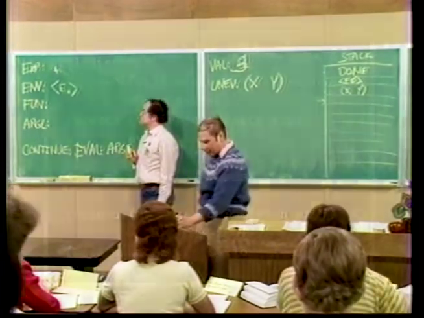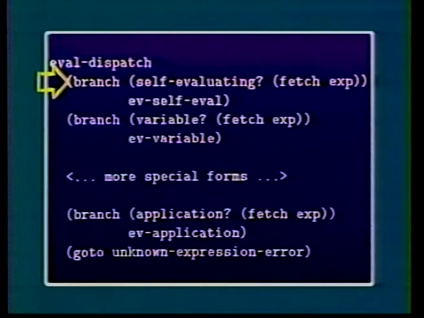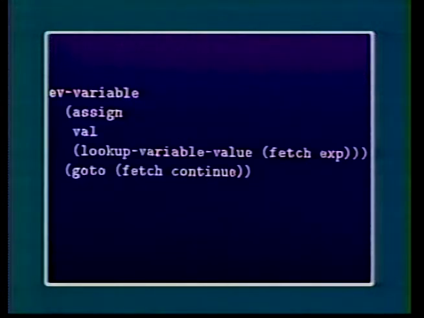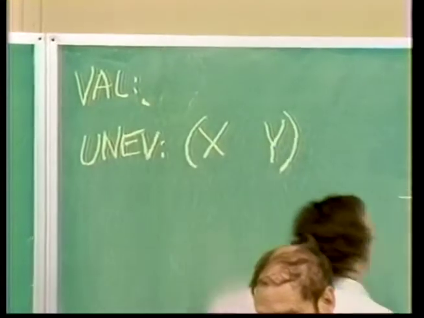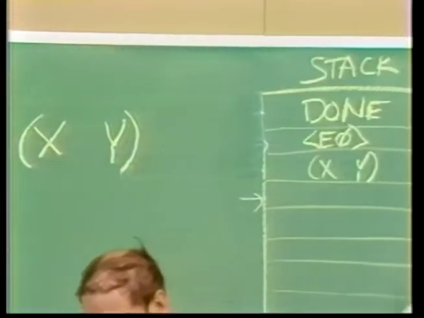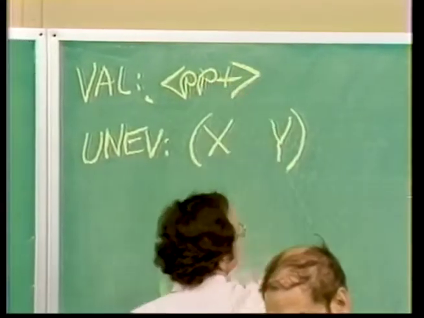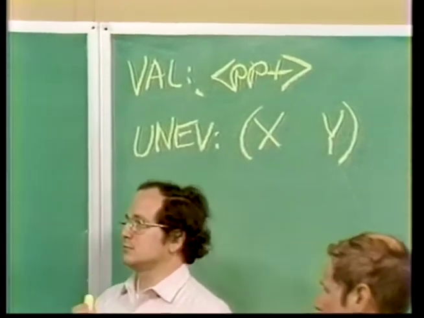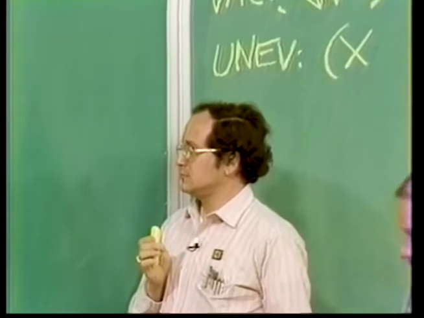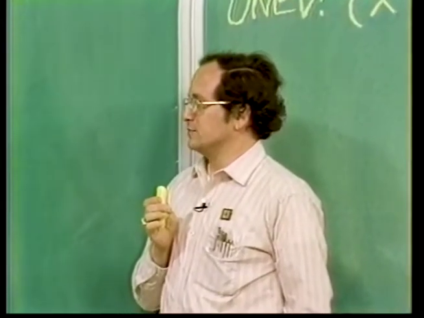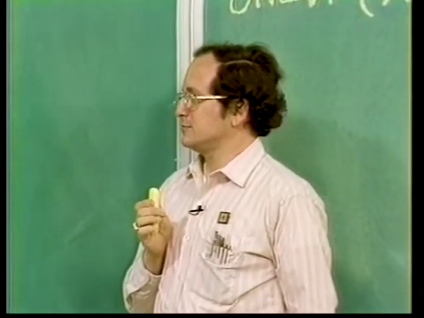Here we are back at eval dispatch. It's not self-evaluating. Oh, it's a variable. So we better go off to EV variable. All right, EV variable is assign to val, look up the variable value of the expression. Okay, so val's the primitive procedure plus. Okay, and go to fetch of continue. Eval args. Right, which is now eval args, not done.